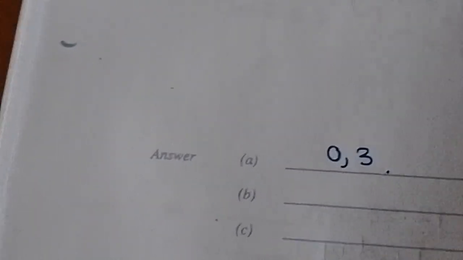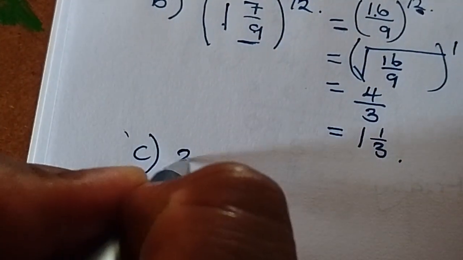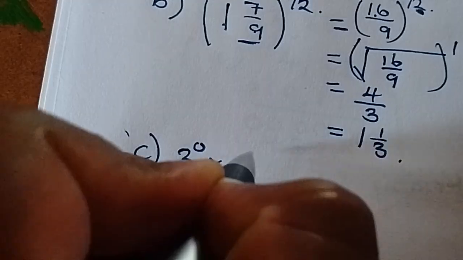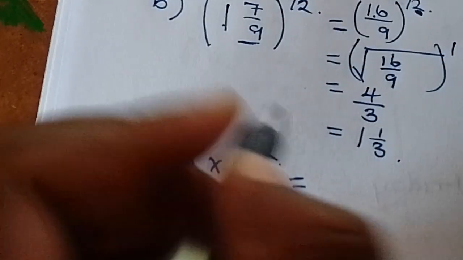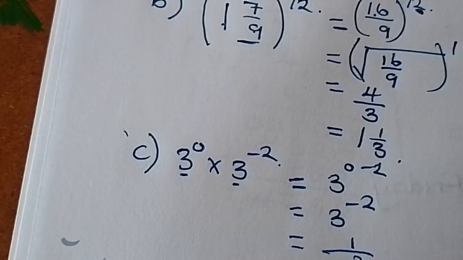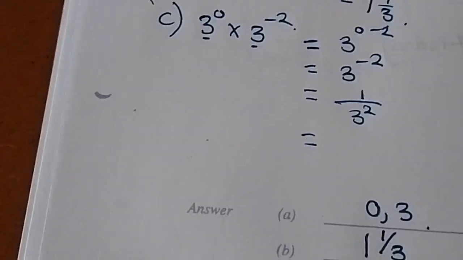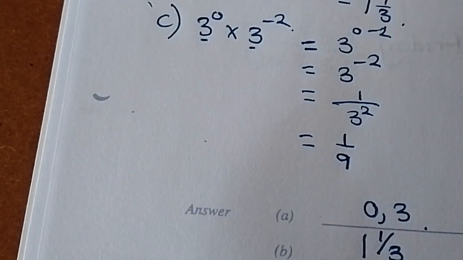Then C, 3 to the power 0 times 3 to the power negative 2. We have the same base there, so we add the powers. It's 3 to the power 0 minus 2. So it's 3 to the power negative 2, which is 1 over 3 squared, to get 1 over 9. So it's 1 over 9.